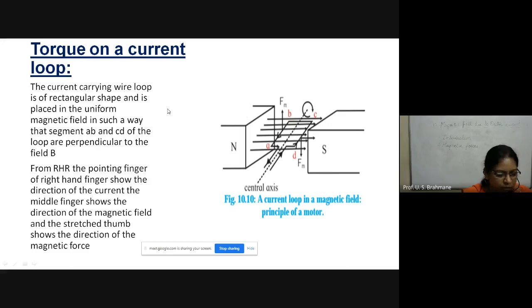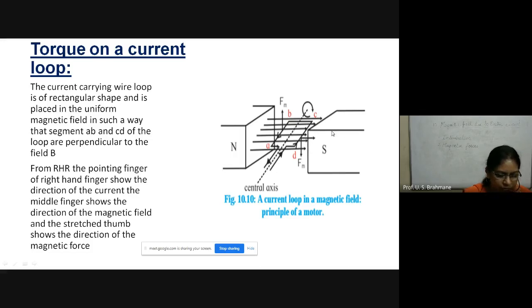Now consider the current carrying loop ABCD placed in a uniform magnetic field. The magnetic field is created by these magnets. The uniform magnetic field is shown by parallel lines. When it is shown by parallel lines, it means it is a uniform magnetic field. And sides AB and DC are perpendicular to this magnetic field.